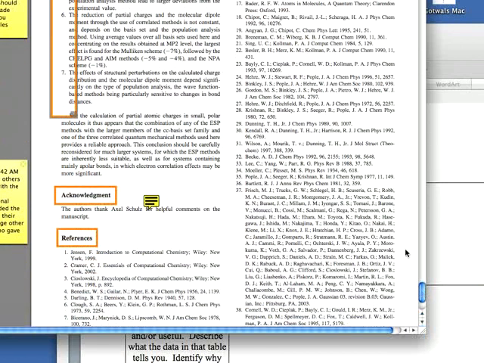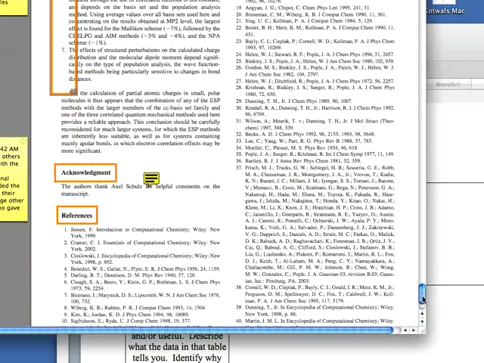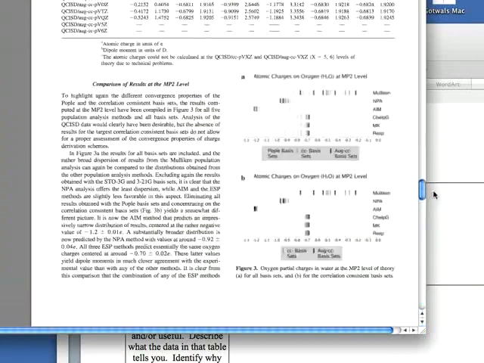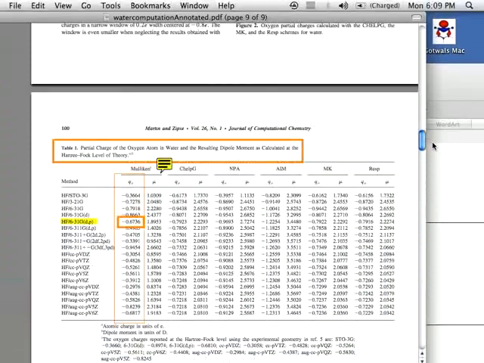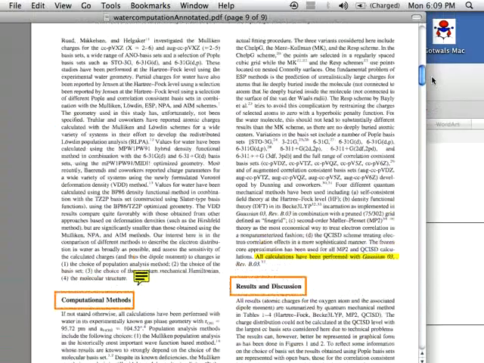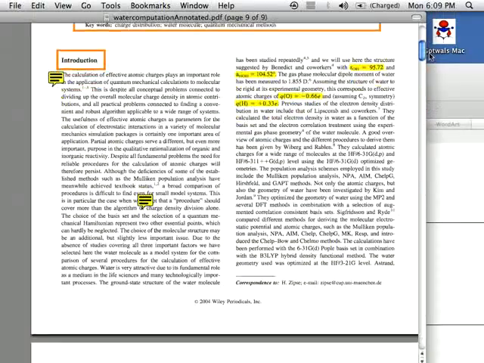All right. At this point you could pretty much stop reading the article. If you want to go back and read through the results section and the discussion section, you could do so. You could read through the computational methods and figure out how they did it. You could read the introduction to get a little bit more idea.